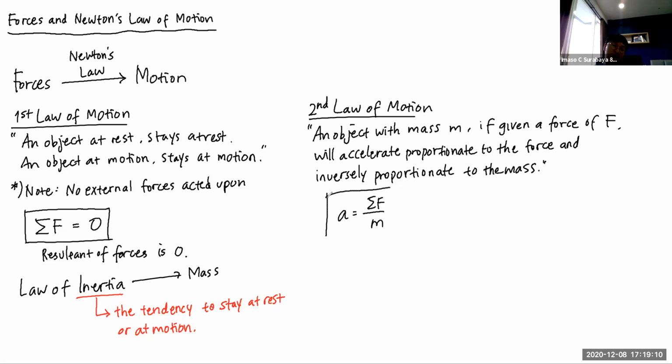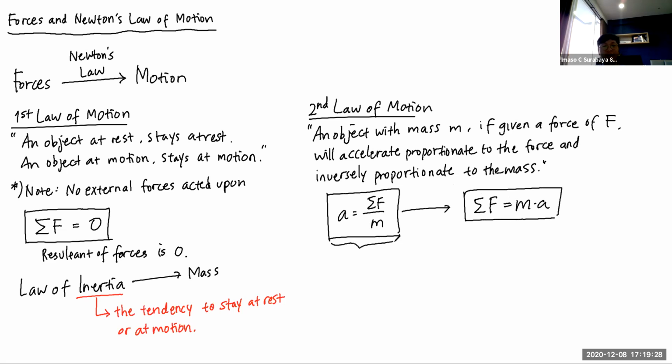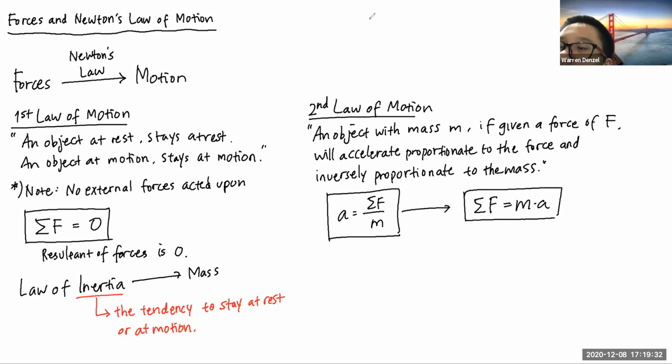This is the way Newton described his second law of motion. Newton wrote it this way, but usually, in order to make it easier for us to calculate, we write it as sigma F is equal to m times a. But the first one is the way Newton actually wrote it. Acceleration is proportionate to the net force and inversely proportionate to the mass.